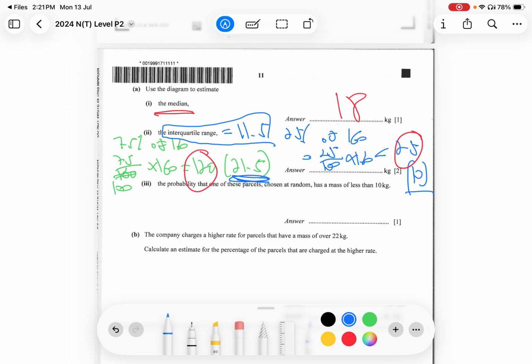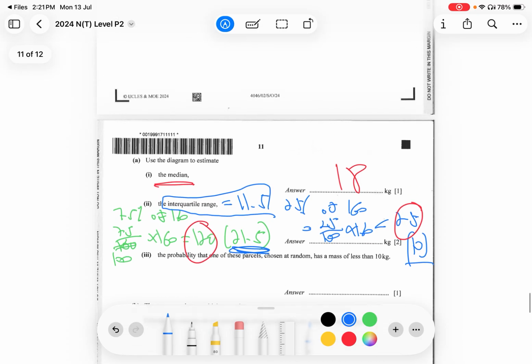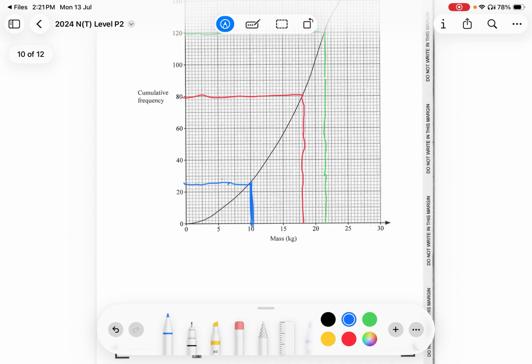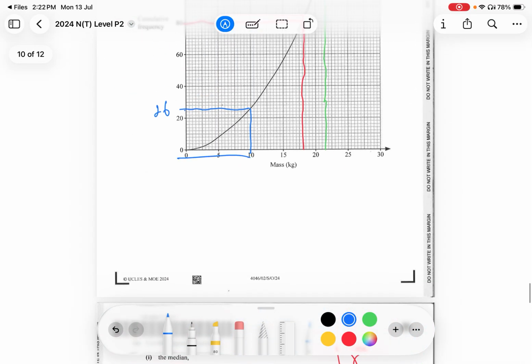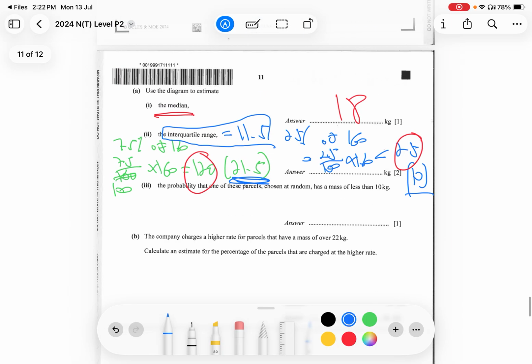Okay, for this. Find the probability that one of these parcels has a mass of less than 10 kg. Less than 10 kg is here. Erase this. Less than 10 kg is here, which is 26. So 26 are less than 10 kg, right? Less than is here. 26 out of 160, which is 13 out of 80. That's the probability.